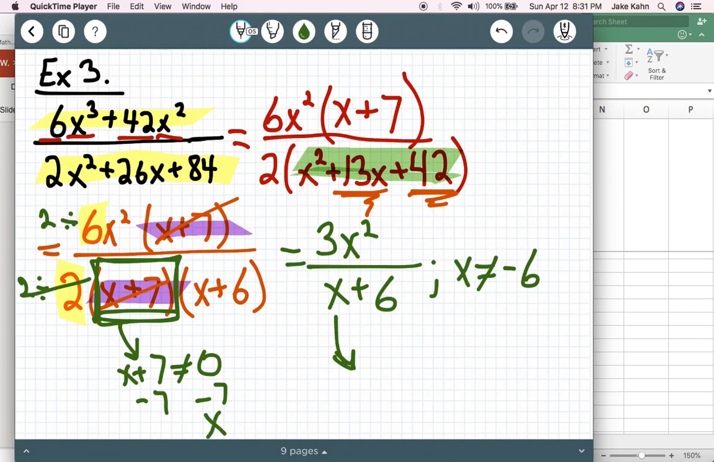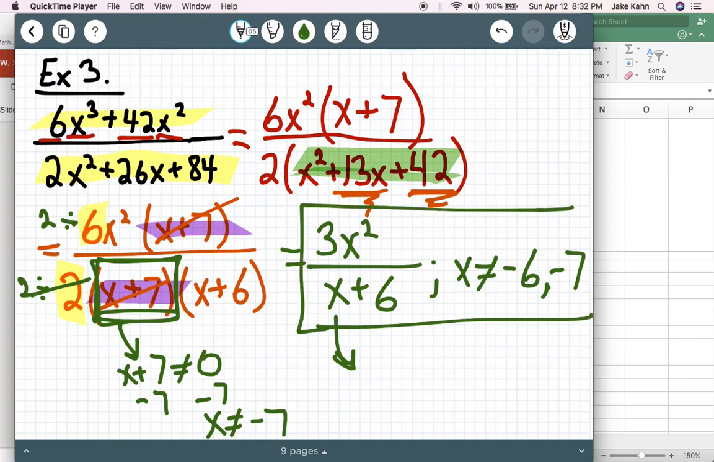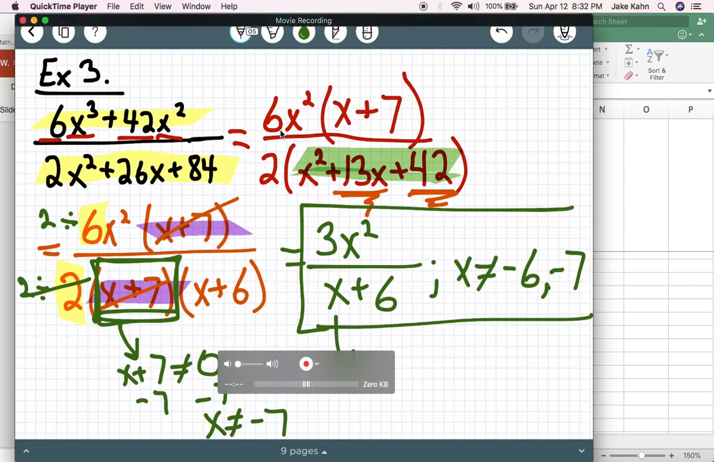Subtract 7 from both sides and we get x cannot be equal to -7, which is our second restriction on the domain. Our final answer is 3x squared over x plus 6 with a domain restriction of x cannot be equal to -6 and -7. That's our final answer. Great. All right, moving on.